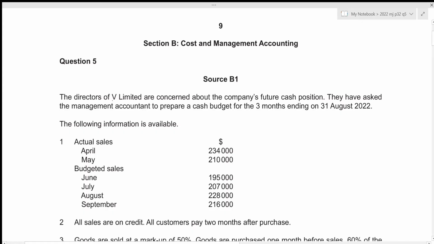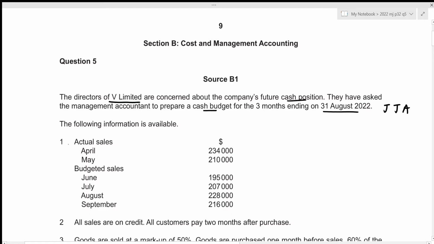The directors of V Limited are concerned about the company's future cash position. They have asked the management accountant to prepare a cash budget for the 3 months ending on 31st August 2022. So that will be for the months of August, July, and June. Okay, we're given the following information.